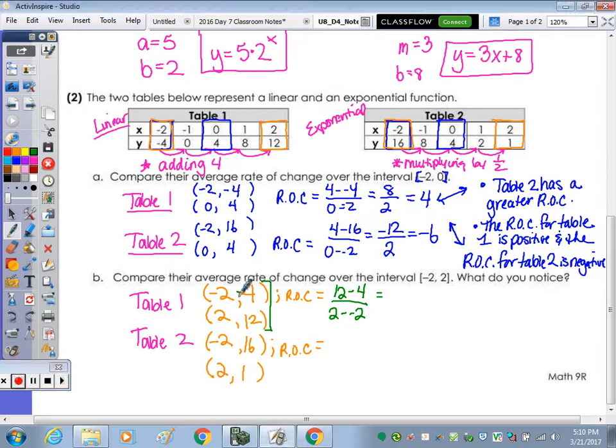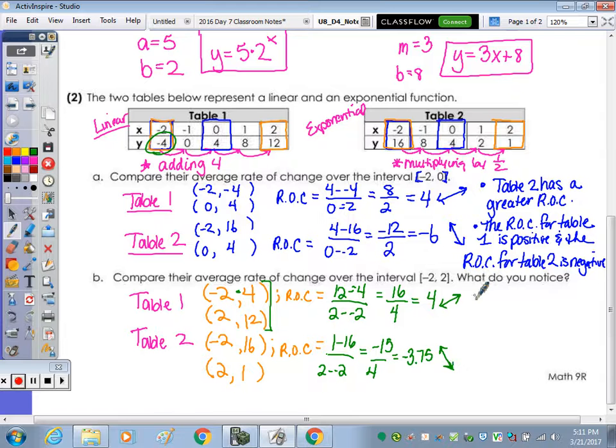Oops, I caught one more mistake. Up here, the y value is a -4. Okay, so we're subtracting a negative. 12 minus a -4 turns out to be 16. And then 2 minus a -2 is 4, and 16 over 4 is 4. So we have a positive rate of change, so indicating a positive slope. And then here, 1 minus 16 over 2 minus -2. So we end up with -15 over 4, which gives us a value of -3.75. Or you can leave it as 15/4. Okay, so that's a negative slope.